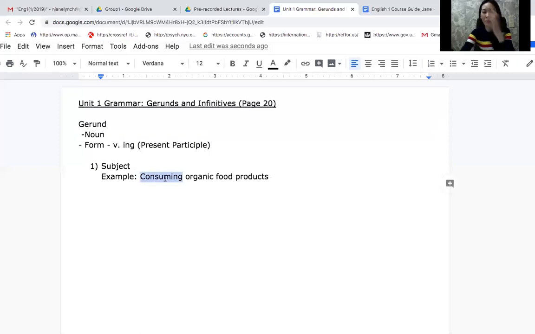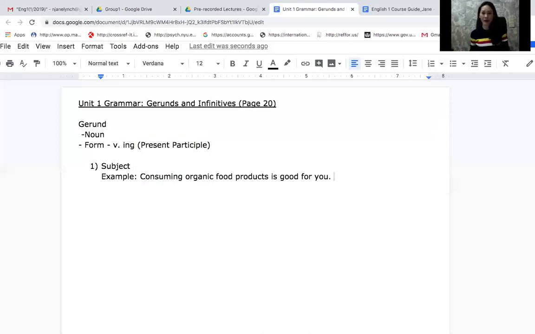Consuming. Sorry, it's not a verb, it's the subject. Okay, what is the subject? The subject is consuming. Is it singular or is it plural? Because we have to add a verb here. So in English, when you want to add a verb, you have to look at the subject, whether the subject is singular or plural. So consuming of course is singular. So I'm going to say consuming organic food products is good for you.